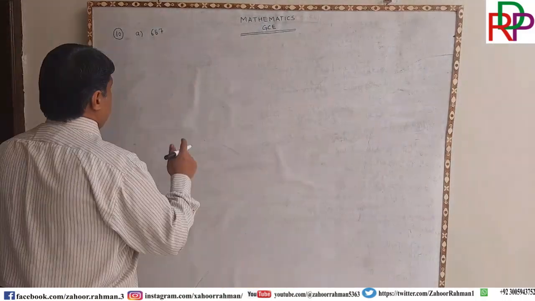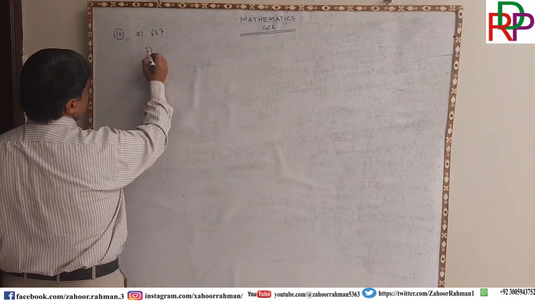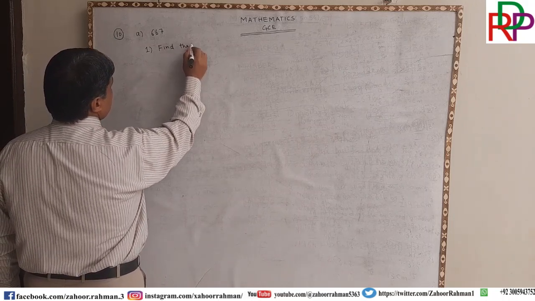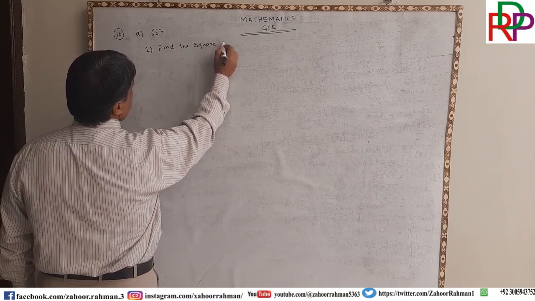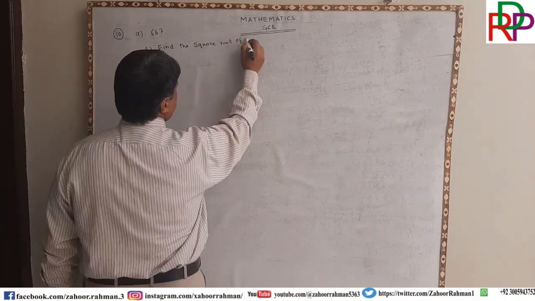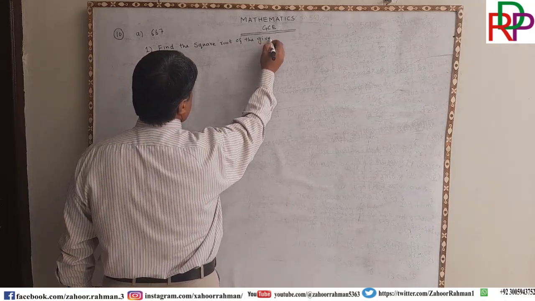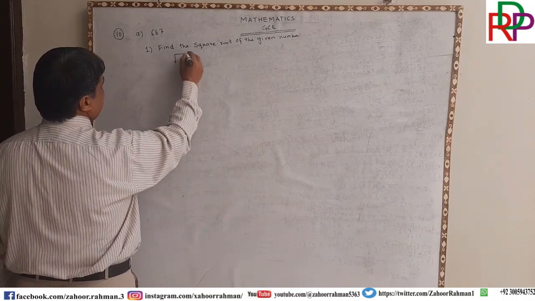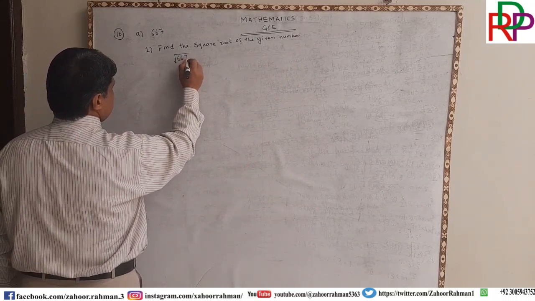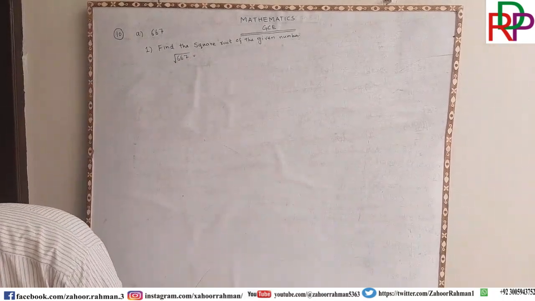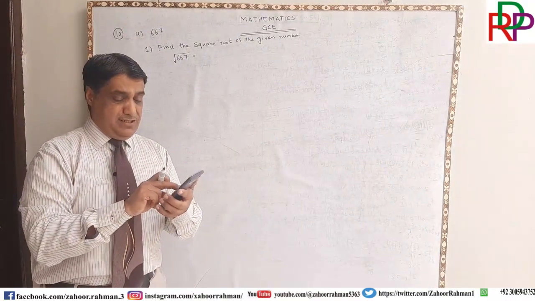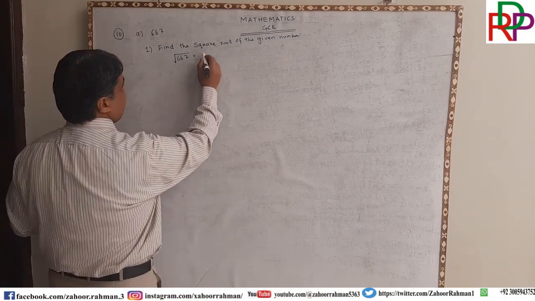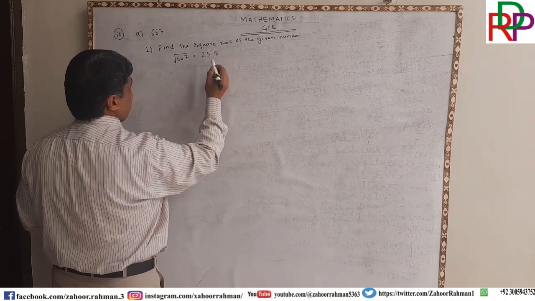I am telling you, you have to do certain steps, and the first step is: find the square root of the given number. Here I am finding 667 under the root, and that is equal to 25.8. That is the first step.